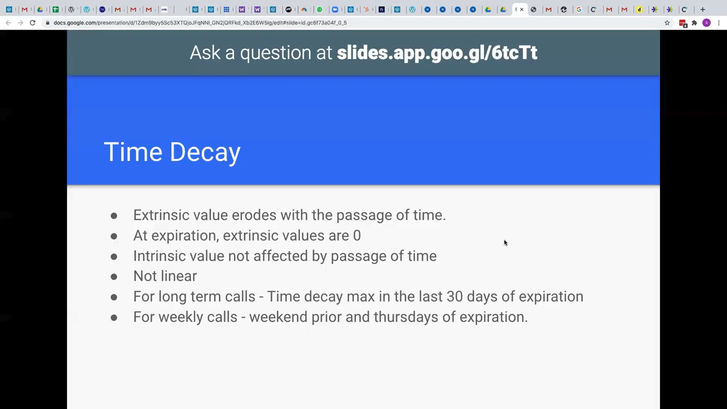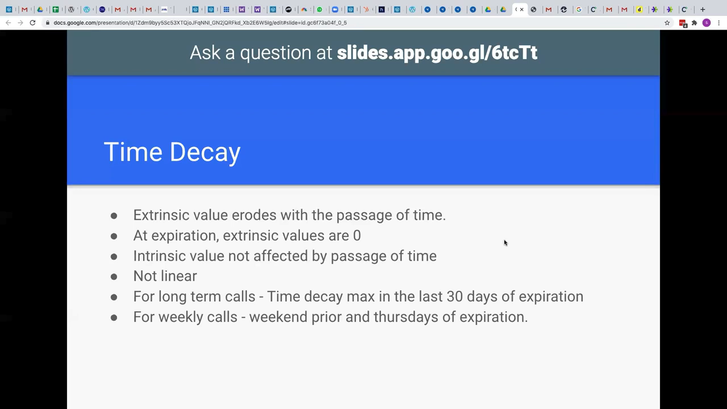What I was mentioning was, if you have a long-term call, before we had weekly calls, we used to have only monthly calls, right? So the time decay happens the most in the 30 days prior to expiration. That means it will start decaying from that point. Let's say you are 2 months away from your expiration. You may not see any time decay from the 60th day to the 31st day. But as you get closer to the 30th day, you will see time decay happening, week after week.